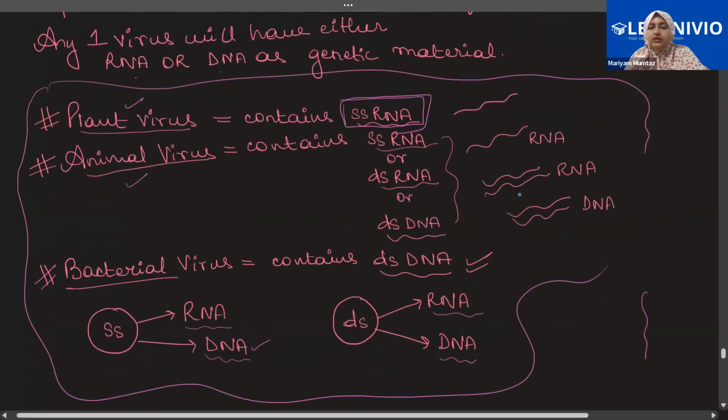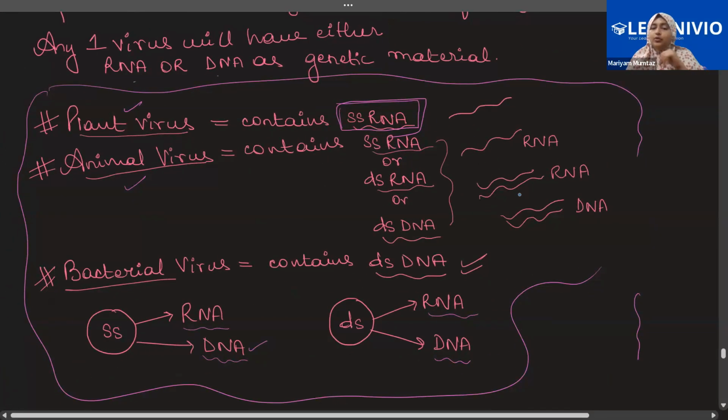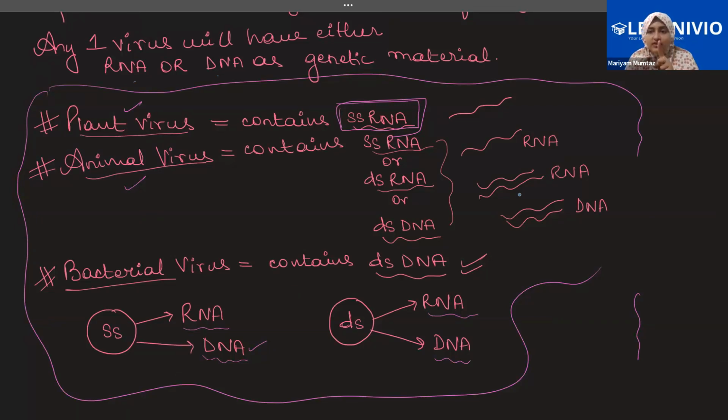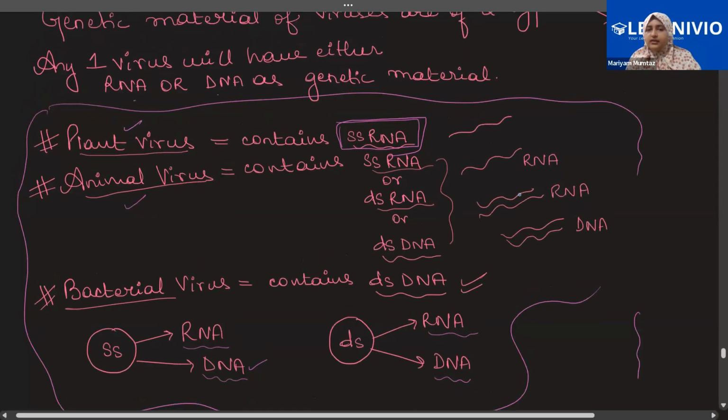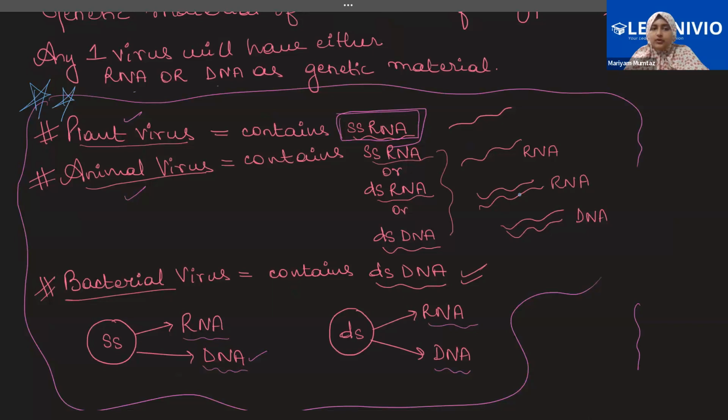Now, talking about the type of RNA and DNA. See, RNA and DNA, both of them can be of two types: single-stranded and double-stranded. Single-stranded means only one strand is present. Double-stranded means two complementary strands are present. Now, this information that I've made is very important.